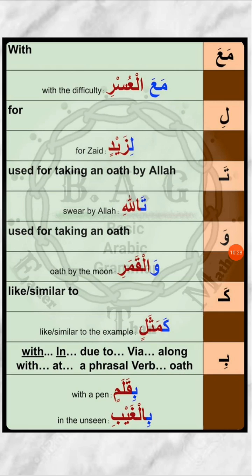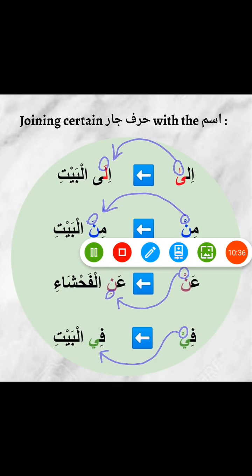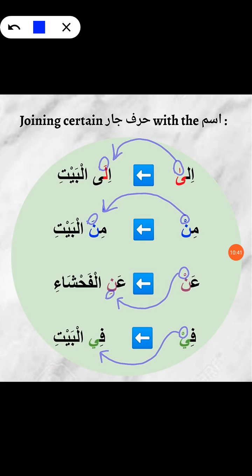Okay, so we are done with our prepositions. You need to remember these and memorize these really well. Before moving on, we need to just observe a couple of things. When you are joining a harf jar with the ism right next to it, what are you going to do? There are some changes that you need to be aware of and be wary of.